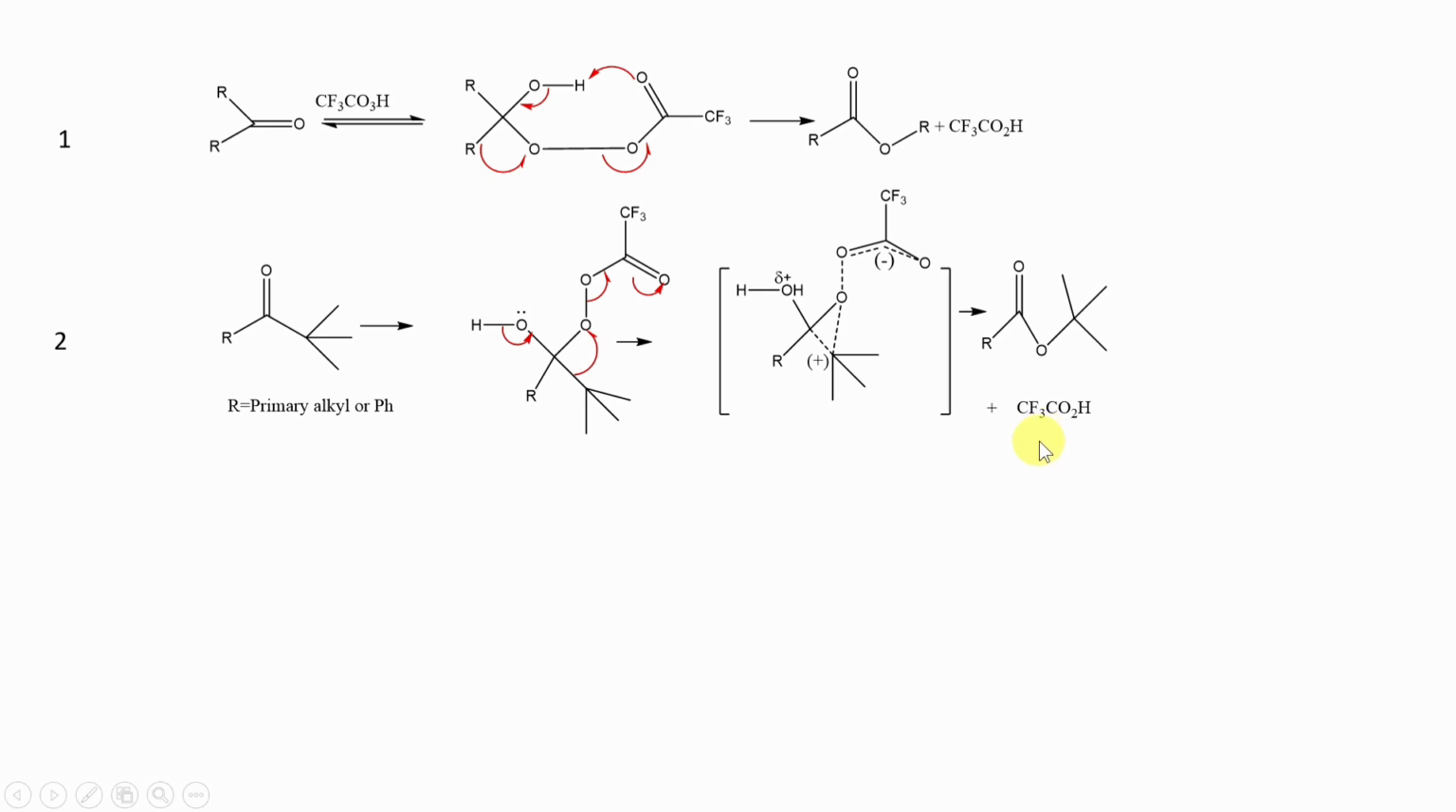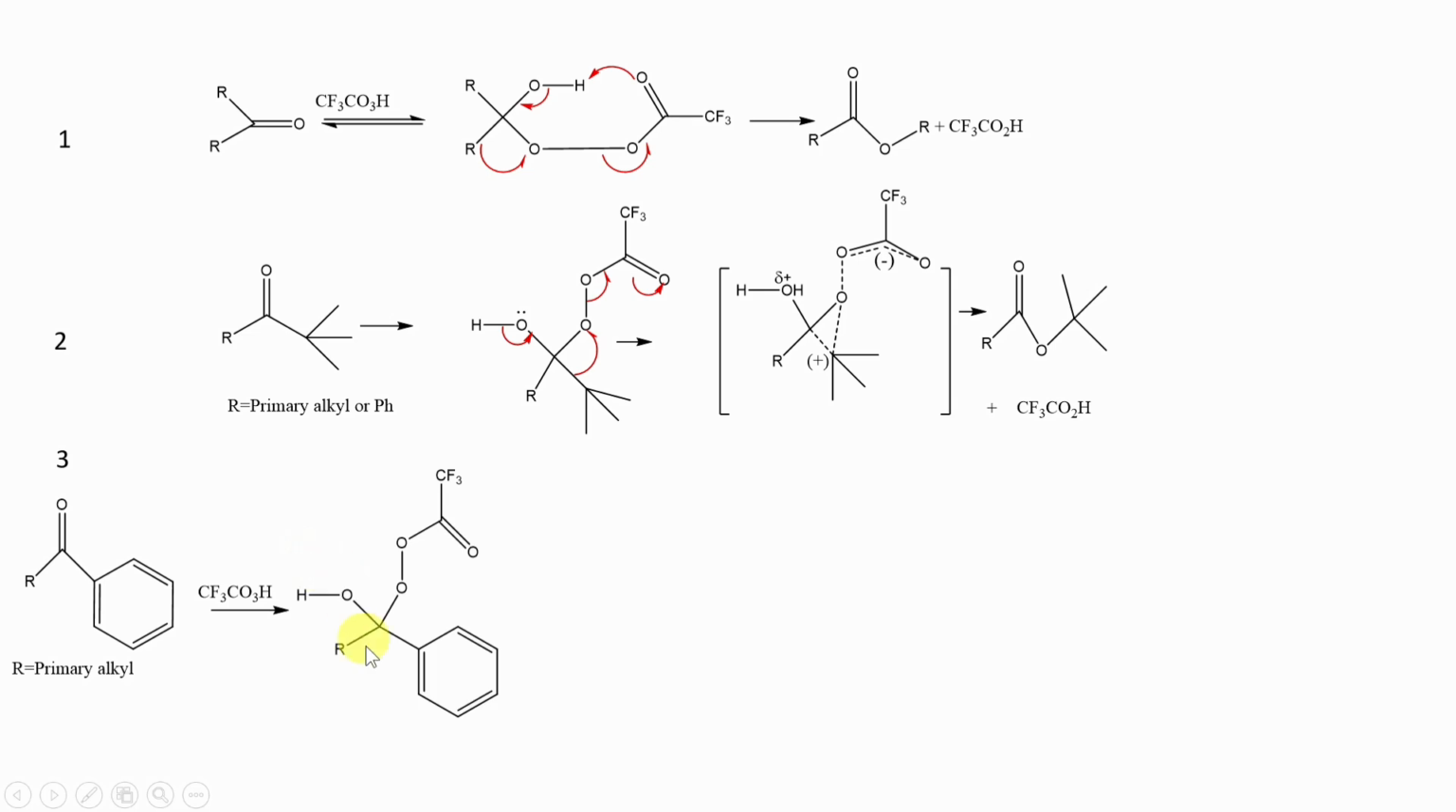Okay, that is the second case. Then if you take the third example, this ketone is also an unsymmetrical ketone, where this R group is a primary alkyl group and the other is a phenyl group, an aromatic group. When it is treated with trifluoroperacetic acid, as in the previous case, first a proton is captured by this oxygen, followed by the trifluoroperacetate ion getting attached to this electron deficient carbon atom, forming this molecule.